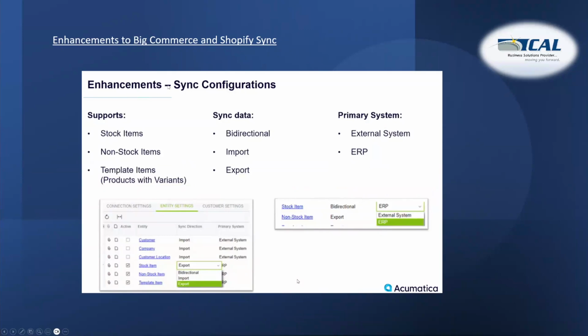Quickly, some enhancements to our retail edition. Acumatica has added some enhancements to the connector that syncs data back and forth between Shopify and BigCommerce and Acumatica. The 3 that they've enhanced are your stock items, non-stock items, and template items. Prior to 24R1, you could export your items from Acumatica and sync them up to one of those platforms. With the new version, you are now able to either import from those platforms or set up a bi-directional sync.